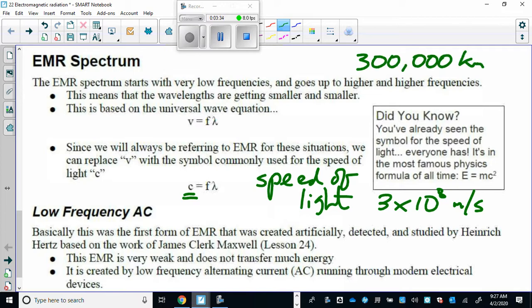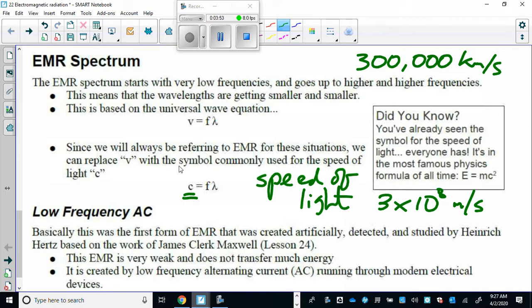300,000 kilometers per second. 300,000 kilometers in 1 second. And yet it takes light 8 minutes to go from the sun to reach the Earth. So that shows how far away the sun is. And in the grand scale of the universe, the sun is extremely close to us.